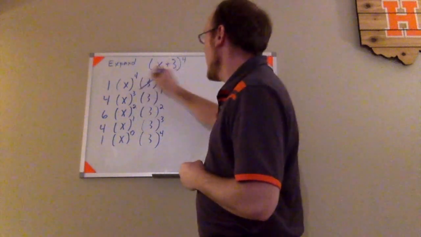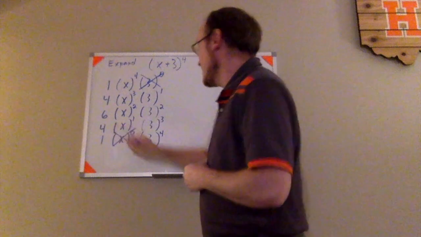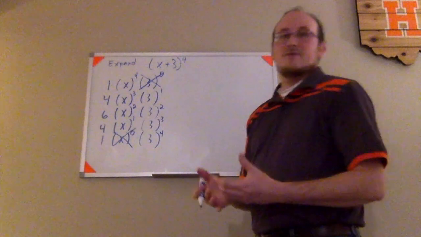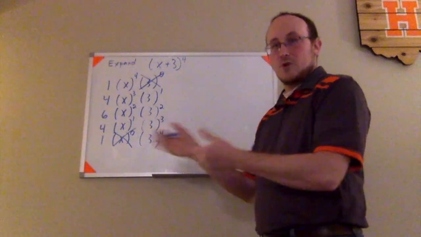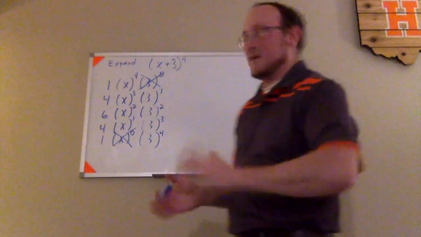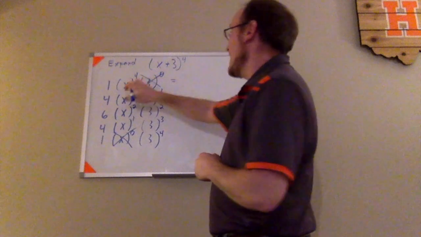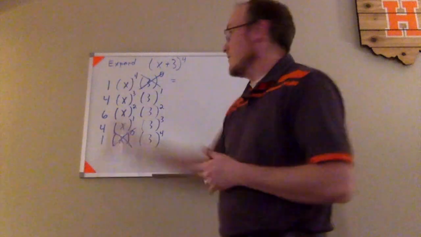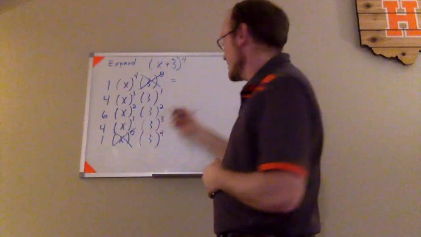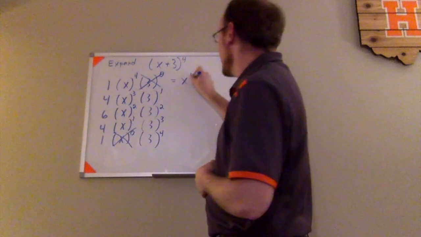Now it's just a matter of evaluating each one of these pieces. Anything to the 0 power is equal to 1. Multiplying by 1 doesn't do anything to the value of any of the terms, so I'm just going to cross that off and not worry about it. So for this first term, I'm left with x to the fourth, times 1. So the first term of this expansion is just x to the fourth.